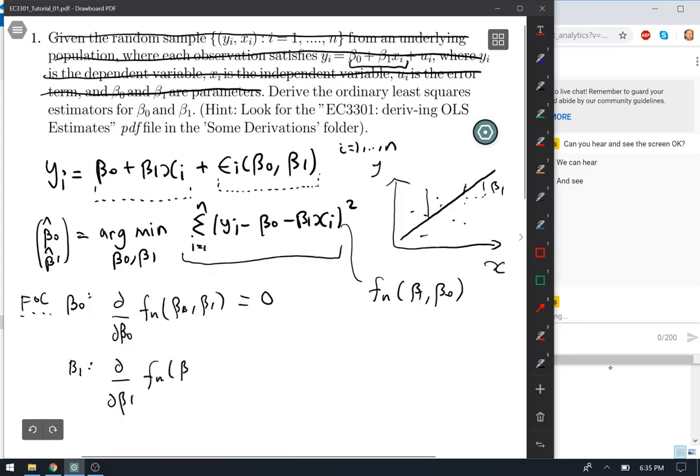So again, this fn is just shorthand for the sum of squared residuals. You could call it SSRn, I guess. That's probably a better name for it, the sum of squared residuals function. And that's it. You can do it. You're going to get two first order conditions, and then you can solve. The solution to these is going to be the b0 hat and b1 hat. And we already know there's going to be a unique solution because it's a strictly convex function.